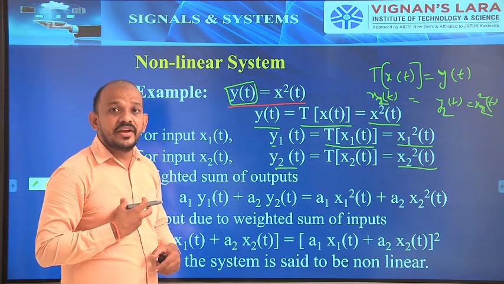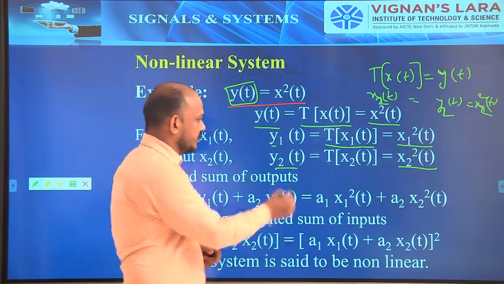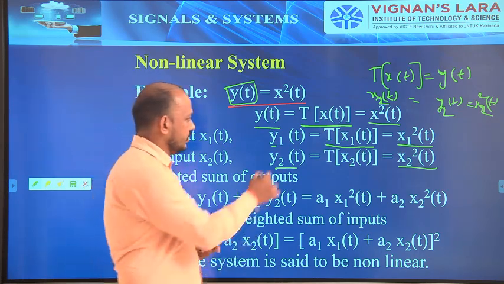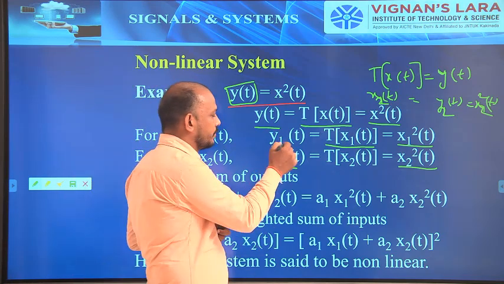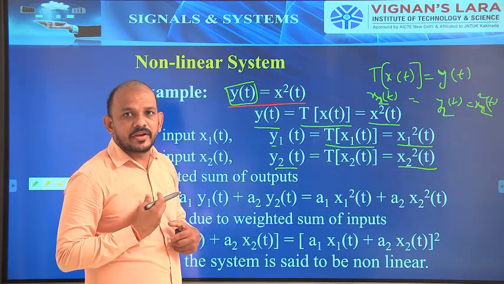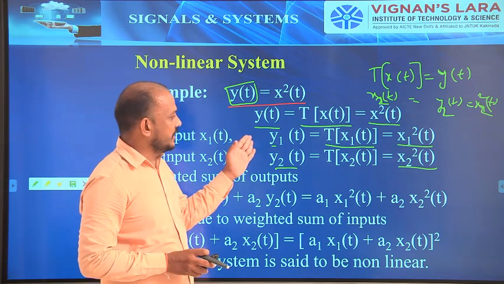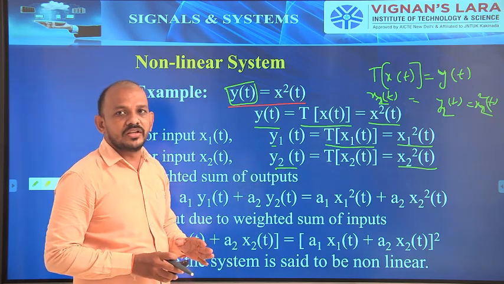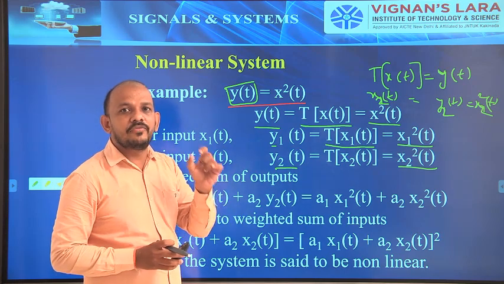I will go for the weighted sum of outputs, because this is the output for x1 of t, and this is the output for x2 of t. So I am going for the weighted sum of outputs. So I know the two outputs. Weighted sum means weights, so we have to multiply these outputs with some constant. Here I am taking the constants as a1 and a2. So a1 is multiplied to y1 of t, and a2 is multiplied to y2 of t. And if we add those two, that will become the weighted sum of outputs.